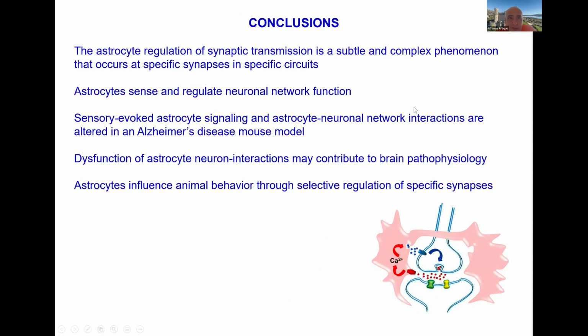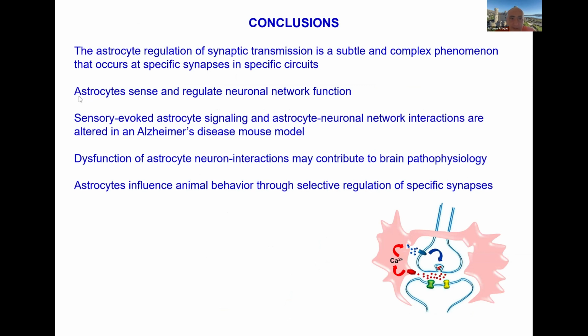Then, as a conclusion of the work I have presented, the astrocyte regulation of synaptic transmission is a subtle and complex phenomenon that occurs at specific synapses in specific circuits. It's not a general phenomenon. We have seen here, in one of the examples I'm showing in the amygdala, that astrocytes could regulate in one way or the other, either the excitation or the inhibition. So they can produce this complex signaling that specifically signals in specific synapses differently.